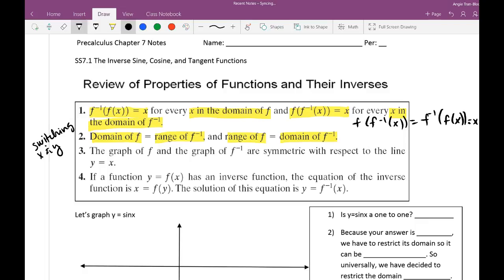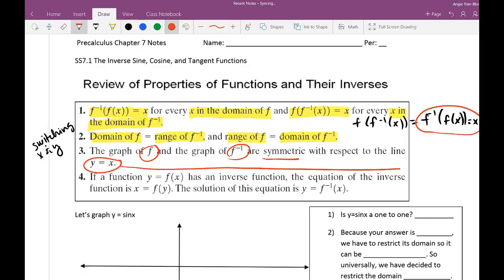Because the composition comes out to be x, the graph of the normal function and the inverse are symmetrical about this line, y equals x, okay? And that is the identity line. Because this line right here is the identity line.